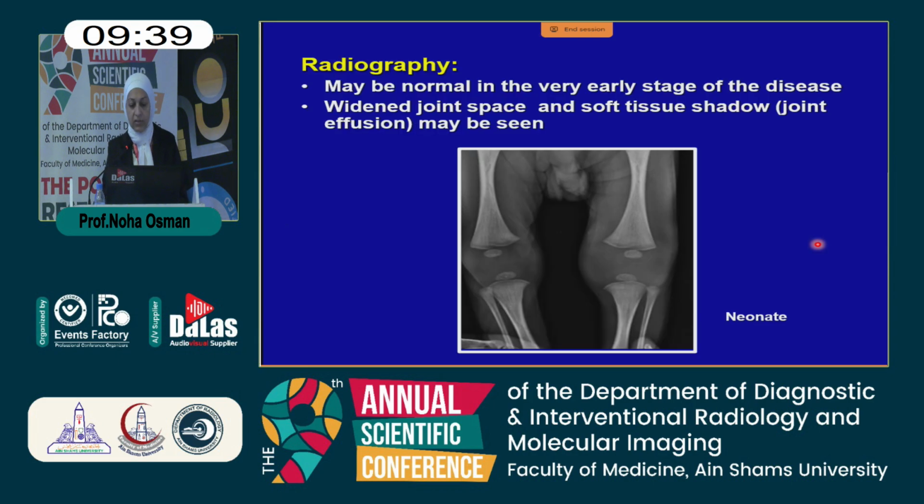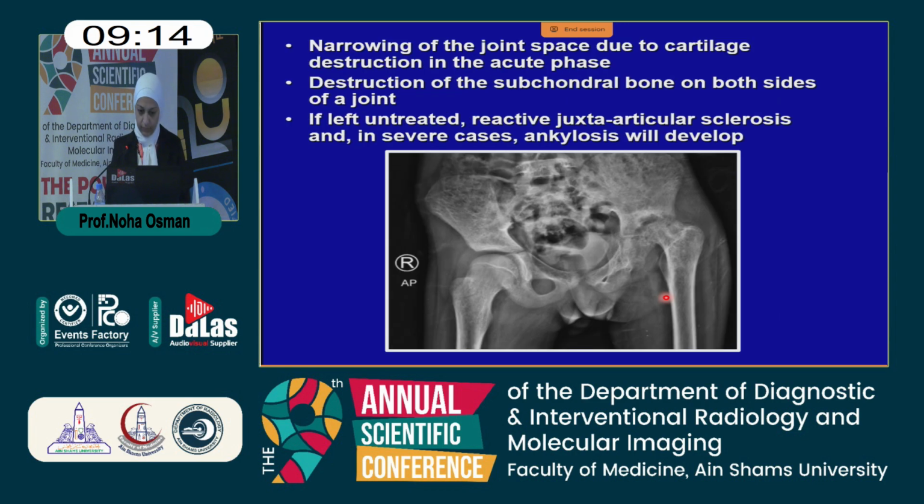What about radiography in septic arthritis? It may be normal in the early stage of the disease. However, the earliest finding, as we see in this case, is a soft tissue shadow, which refers to distension of the joint cavity. There may be widening of the joint space, and there may be osteopenia of the bones of the joint due to increased vascularity and hyperemia. Later on in the disease process, there is loss of the cartilage, subchondral bone destruction, as we see here, loss of the joint cavity, deformity, and ankylosis may occur.